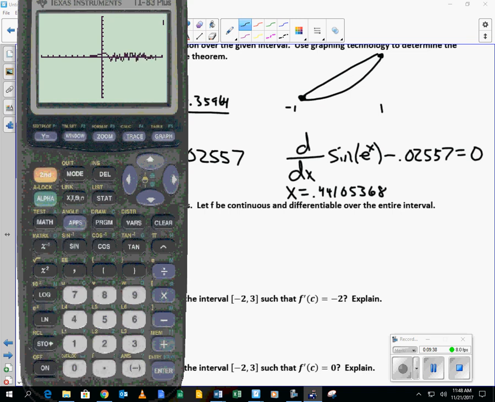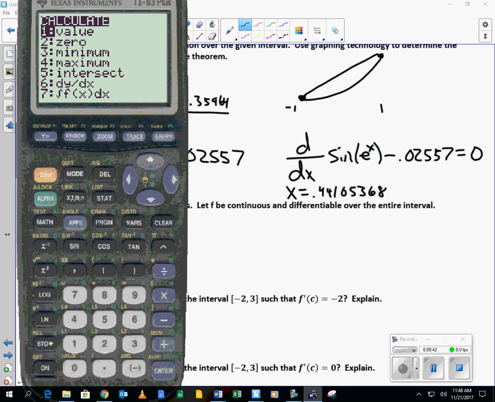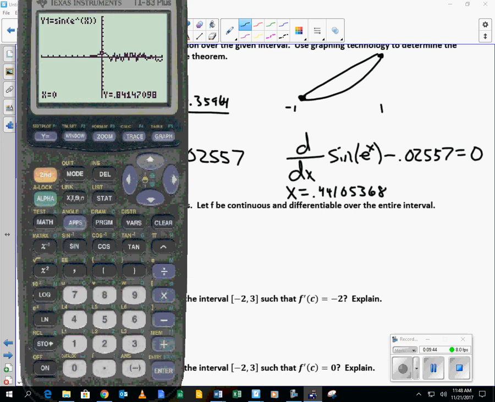And I want to check for the derivative. How do I check for the derivative? Yep, number 6. And I want to check it at 0.44105368. And you can see here that I get, is that the value we wanted? Yeah, it is. Okay, so a more complex problem, is it beyond them to ask you a problem like this on the AP Calculus exam?